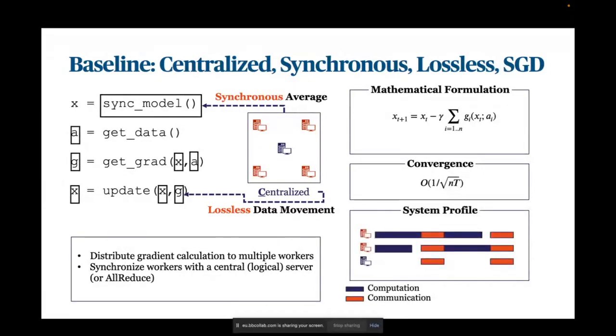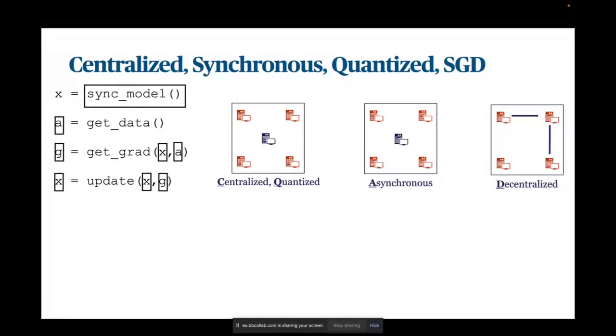And if you think about how the system actually performs, you have two different stages. You have the computation stage of your gradient, and then you have the communication stage of the gradient. So when we relax this algorithm, what we want to achieve is an algorithm that keeps the convergence speed, at least in the big O sense, but on the other hand makes the system side faster. There are actually lots of things you can do.